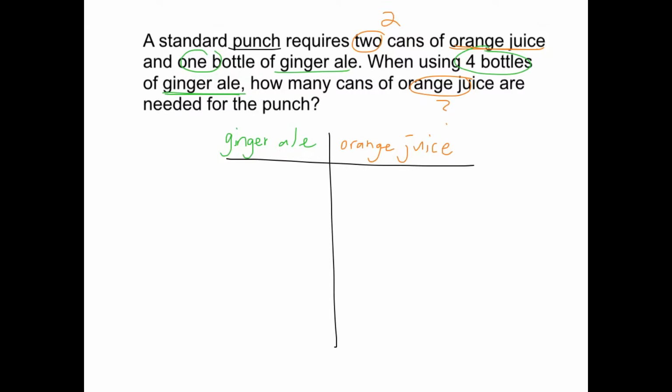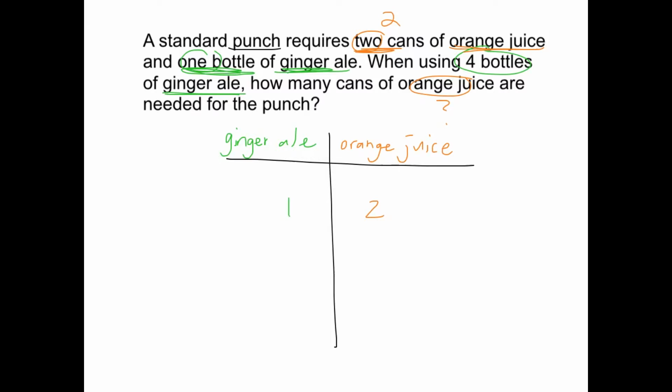Do you think it matters which column we place ginger ale and orange juice into? When we're done, you can try it the other way. Now we need to put the data into the table. How many bottles of ginger ale do we use, and how many cans of orange juice do we use to make the punch? Well, it says here, for every 1 bottle of ginger ale, we need 2 cans of orange juice. So let's put that information into our table. 1 bottle of ginger ale and 2 cans of orange juice.